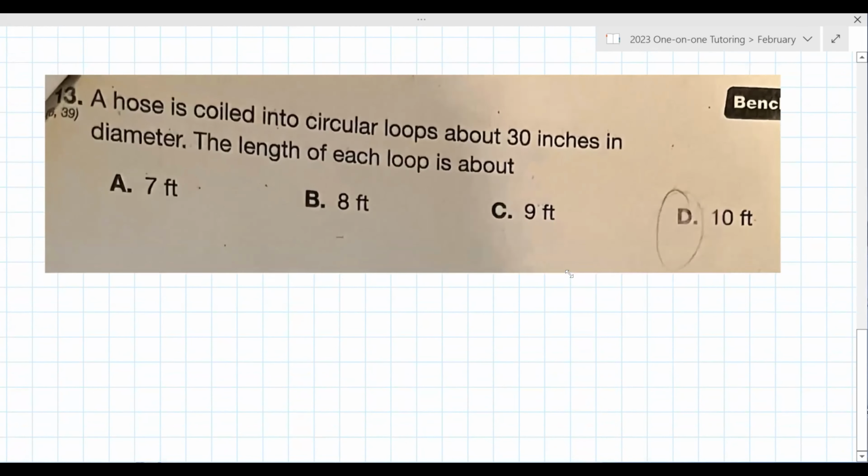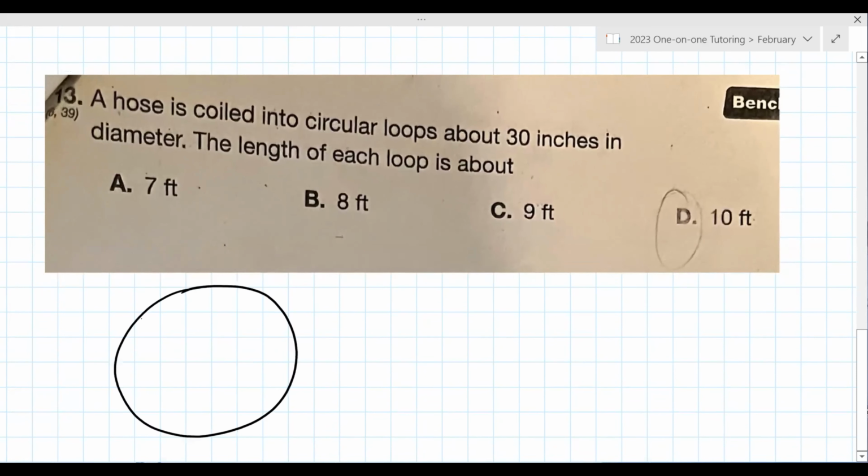A hose is coiled into circular loops about 30 inches in diameter. So draw a circle and then draw the diameter. That's 30. You go all the way across, it's 30. Now notice that's in inches and all the answers are in feet, which is irritating because you have to convert your units. Do you remember how to convert from inches to feet?